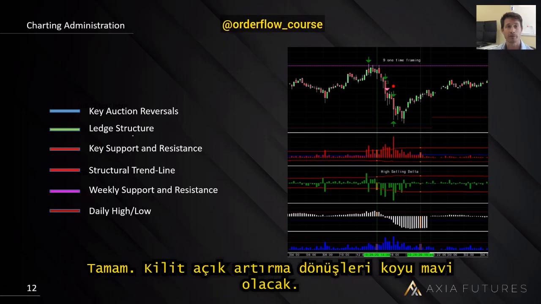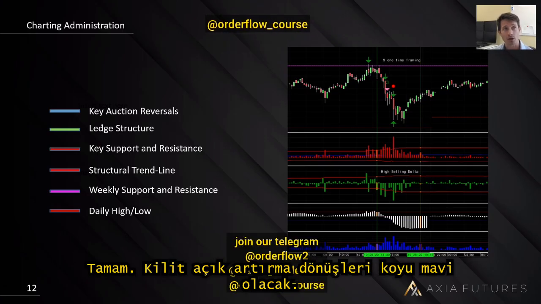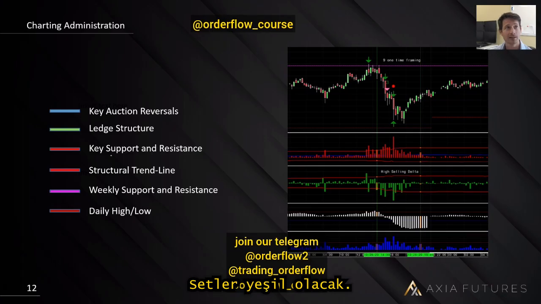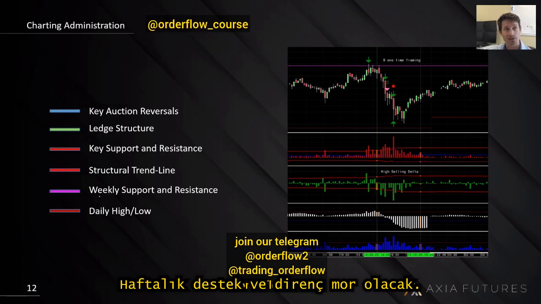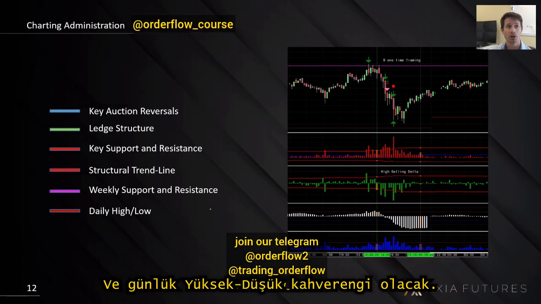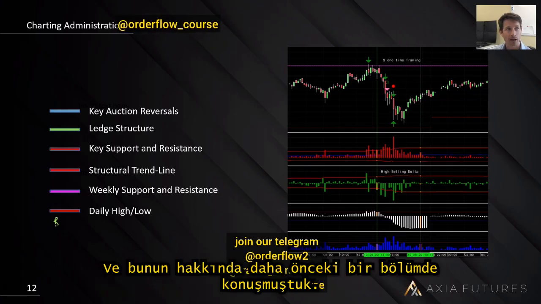If you look at my charts over the next couple of slides, these are the colors that you need to be aware of. The key auction reversals will be in the dark blue, the ledges will be in the green, the key support and resistance and the structural trend lines based on our rules will be red, the weekly support and resistance will be purple, and the daily high-low will be brown. We spoke about that in an earlier part.